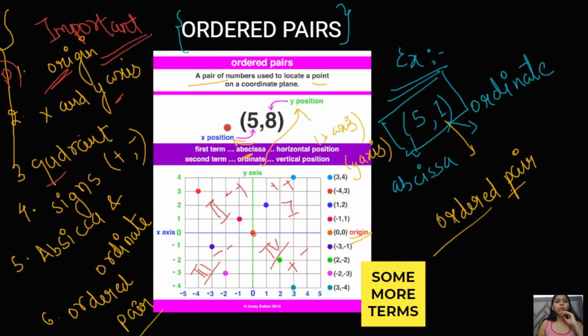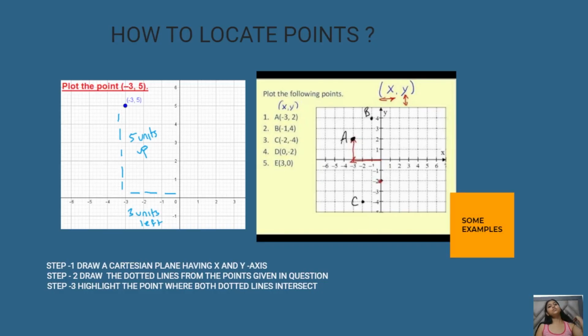Then what are ordered pairs? These abscissa and ordinate, which are generally represented by a bracket and the two terms, are known as ordered pairs. These are the numbers used to locate a point on the number line, right? This is what we call an ordered pair. Okay, let's move to some examples of how you have to plot the points.